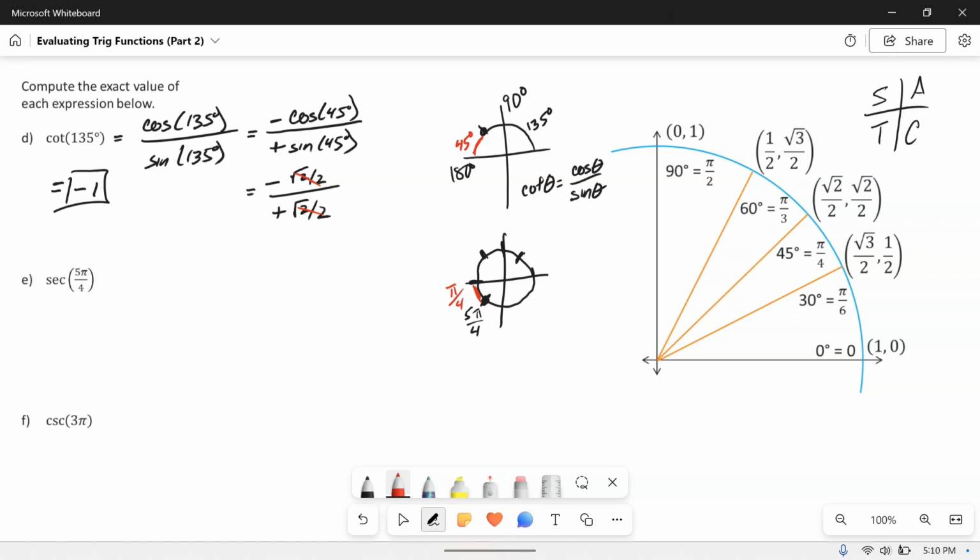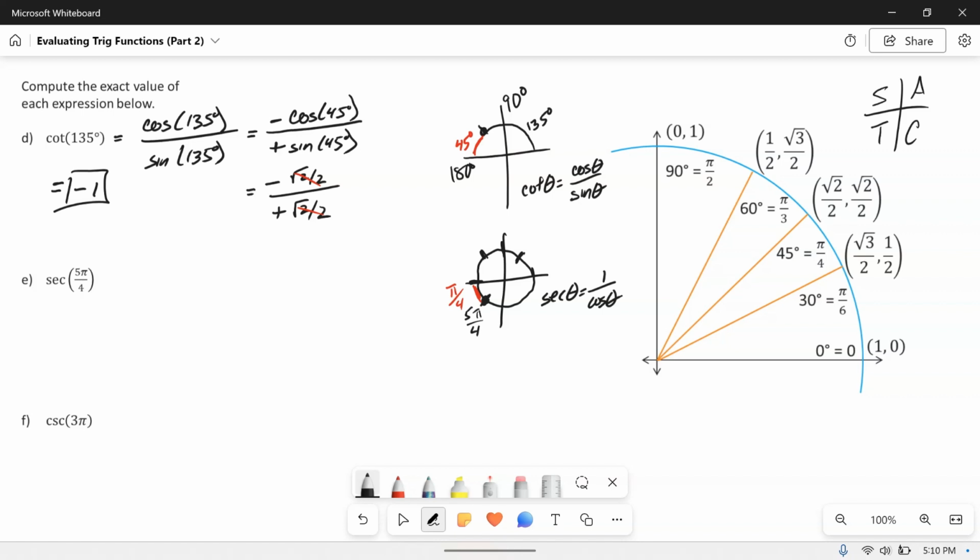So we know we're in the third quadrant. We have a pi over 4 reference angle, and so we just need to apply our identities. Secant of theta is the reciprocal of cosine, so 1 over cosine. All right, and cosine, we can go ahead and jump on this. Cosine is negative in the third quadrant.